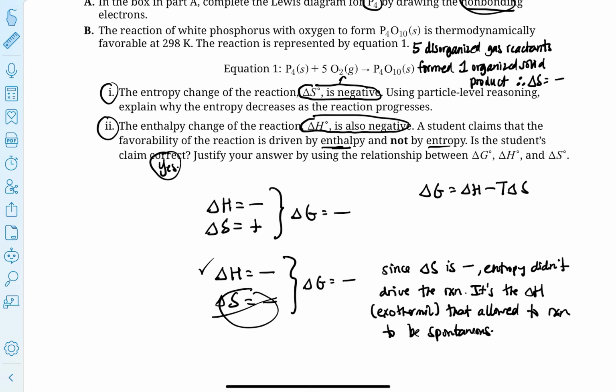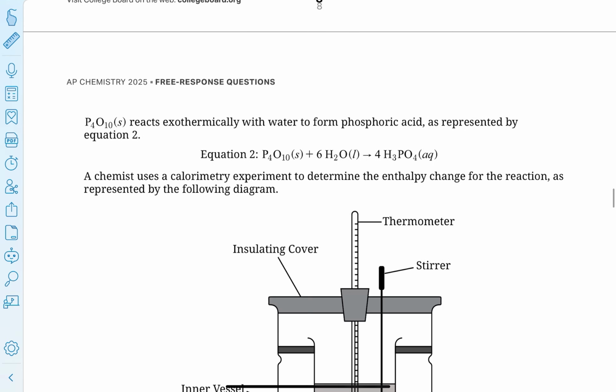Okay, now temperature could also be a factor, but it tells me it's at 298 Kelvin, so that's a constant. So I think that this is probably the best way to approach that one. Again, my wording is not the best, so check the answers later when they're released.